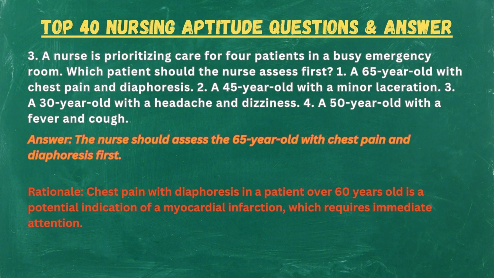Answer. The nurse should assess the 65-year-old with chest pain and diaphoresis first. Rationale. Chest pain with diaphoresis in a patient over 60 years old is a potential indication of a myocardial infarction, which requires immediate attention.